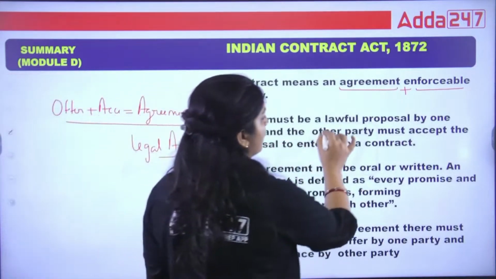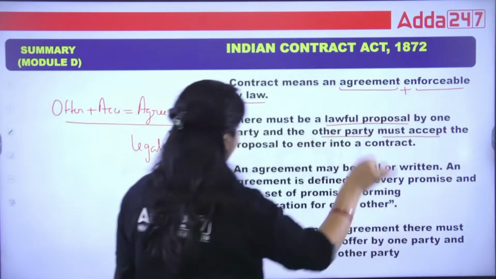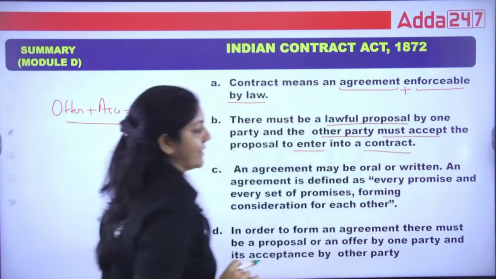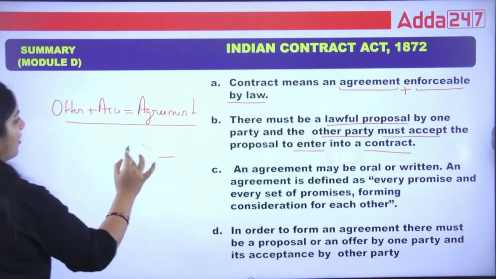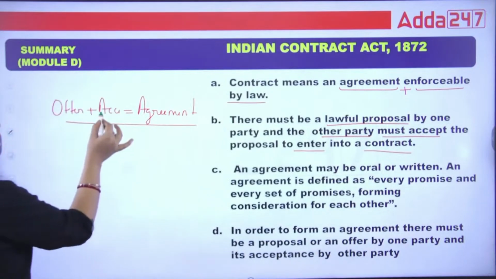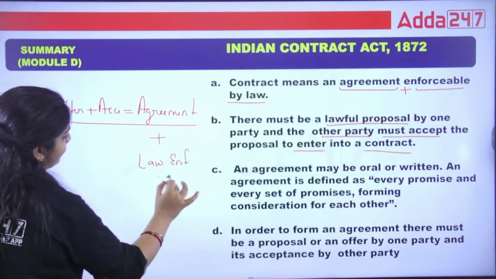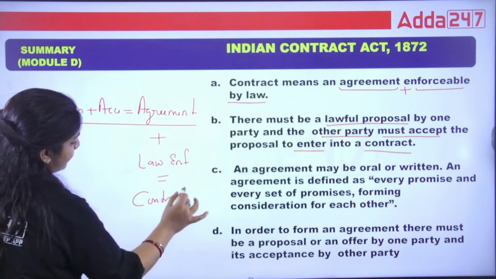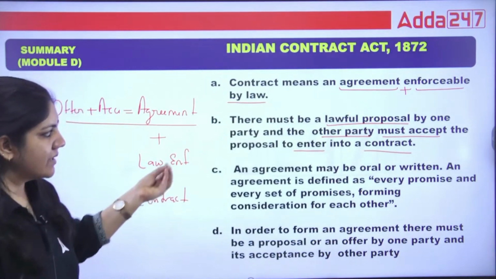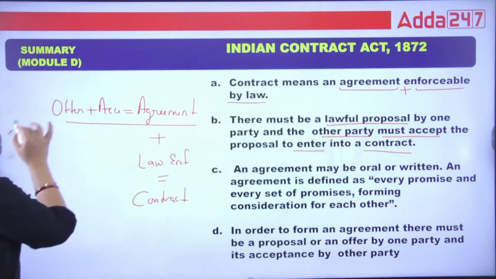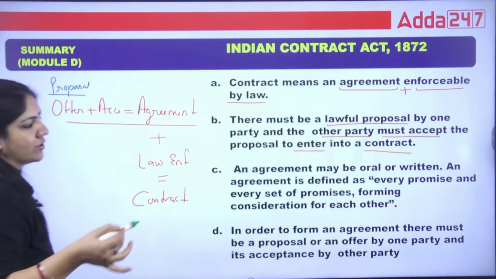Okay, now there must be a lawful proposal by one party and the other party must accept the proposal to enter into the contract. So in the general principle of contract, basically we have just seen the formula of contract. So this is offer plus acceptance is equal to agreement, plus law enforceability is equal to contract. So please remember this formula of the term contract. Okay. So in the contract there must be a proposal. So what is offer? Offer is also called proposal, class. The second word for offer is proposal.